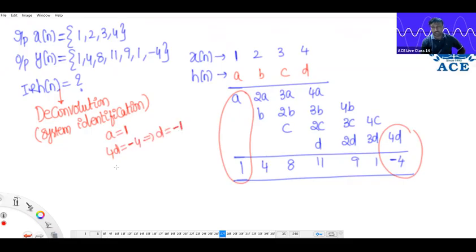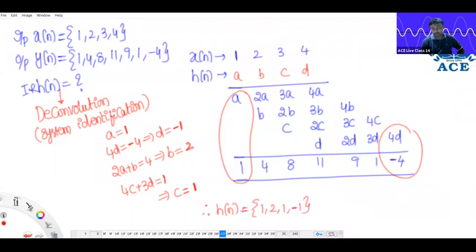What is the second column expression, sir? 2A plus B equals 4 means B value is 2. What is the last but one? 4C plus 3D equals 1. Already D is minus 1, which means C is 1. Therefore, h of n equals 1, 2, 1, minus 1. We already know it from the last example.